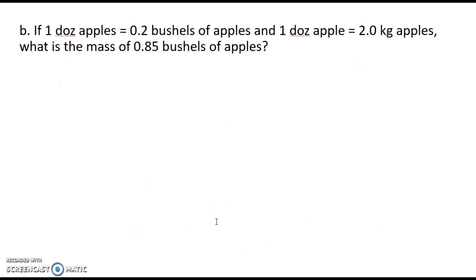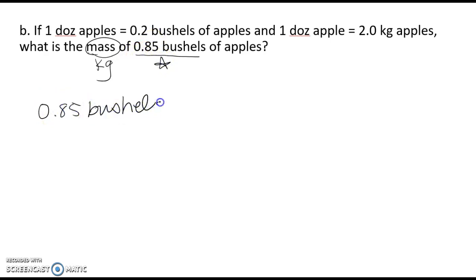All right, let's look at another example. If 1 dozen apples is equal to 0.2 bushels of apples, and we know that 1 dozen apples also equals 2 kilograms of apples, we need to know the mass of 0.85 bushels of apples. Okay, so that means that we're starting with this number. We ultimately need to get the mass measured in kilograms. Okay, so you always start with the number that you have that you need to write out, which in this case is this 0.85 number.